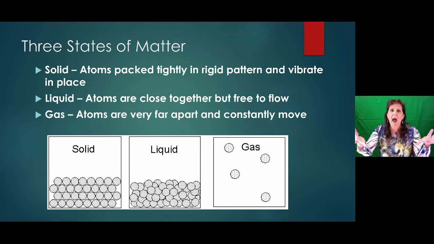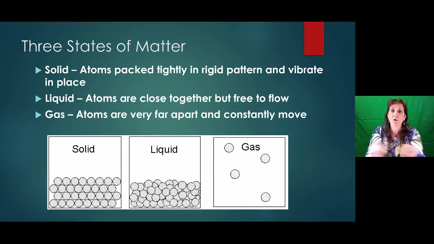In the solid, the atoms are packed very tightly together. They are touching, so they're very close. It's in a pattern, and the atoms move. They vibrate in place. So the idea that the atoms are still in a solid is incorrect. So the atoms do vibrate in place. If it's a cold solid, they vibrate a little bit, but if it's a hot solid, they vibrate a lot.